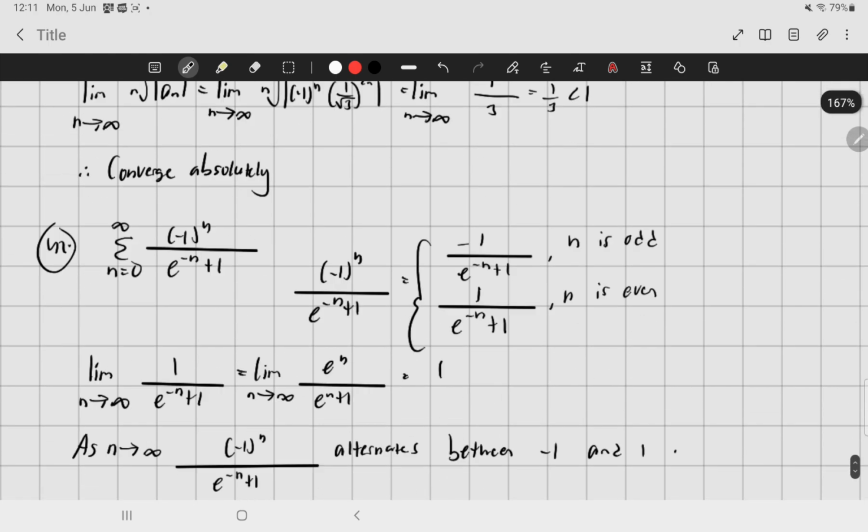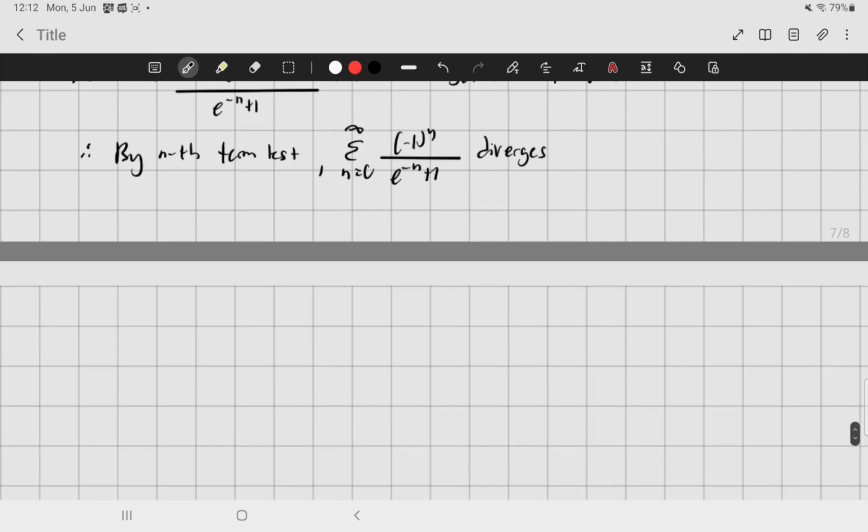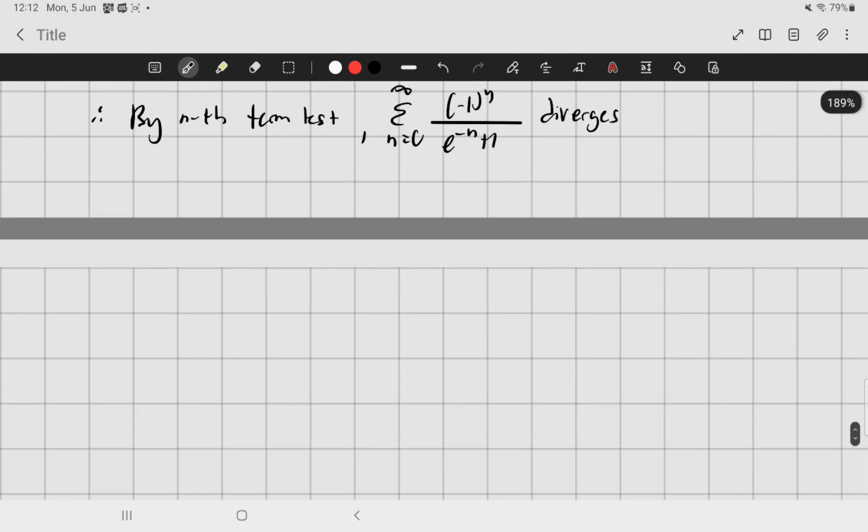Diverges. It diverges. So, what else? Well, we have question 43.